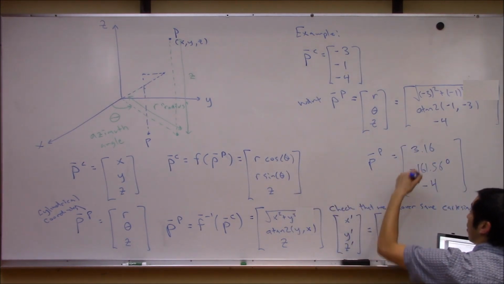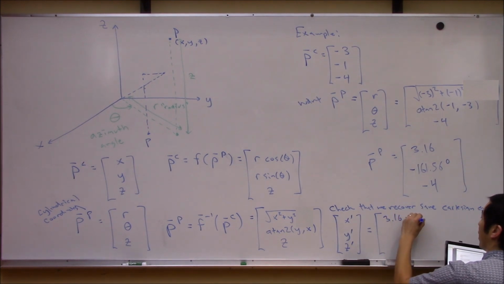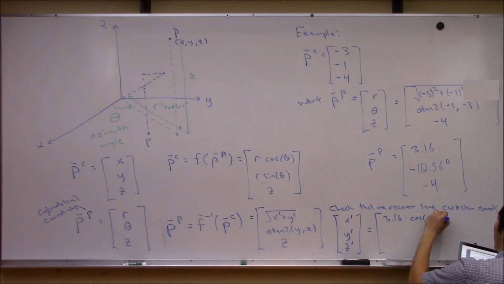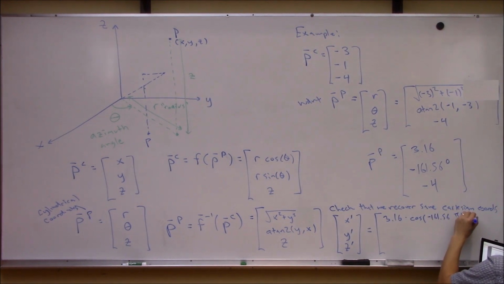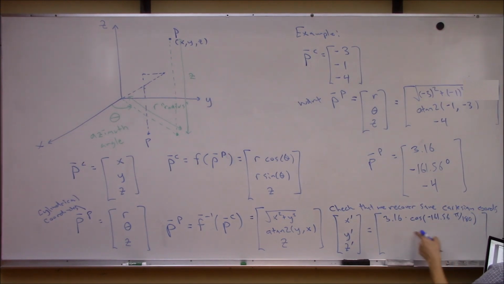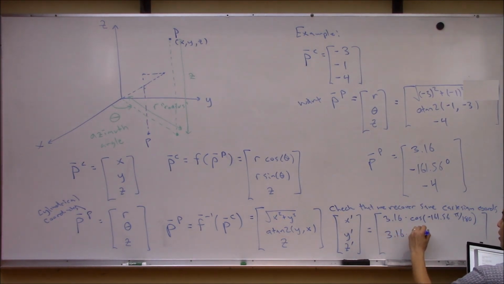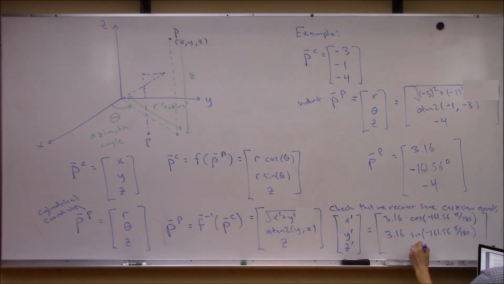So x' is r, which is 3.16, times cosine of minus 161.56, but I've got to convert this to radians, right? So pi over 180. And then the y value should be r, which is 3.16, times sine of minus 161.56, again times pi over 180 to convert to radians. And then the z should be -4.